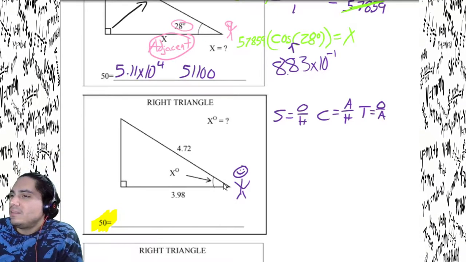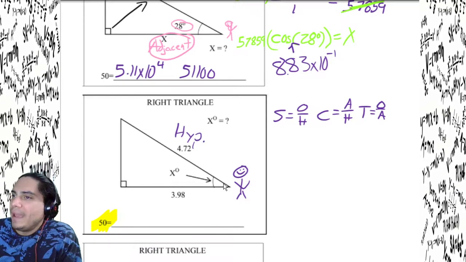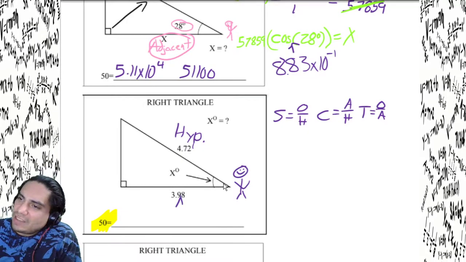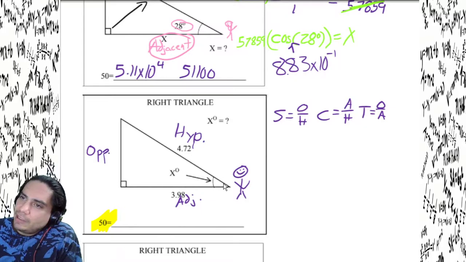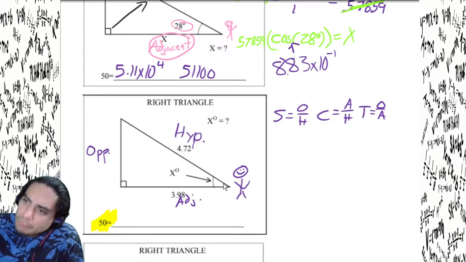So we have this angle of reference right here. Again, we have the hypotenuse. It's got that hypotenuse hip. And then we have this adjacent right here. Yet again, we have the opposite over here. We're not using it in this problem because it's not given to us.